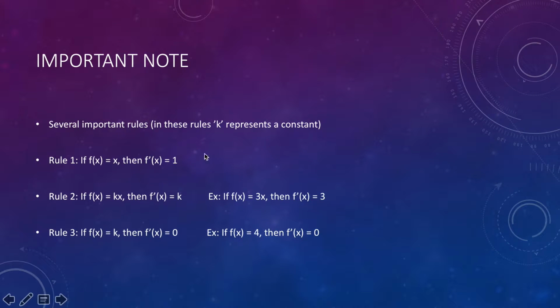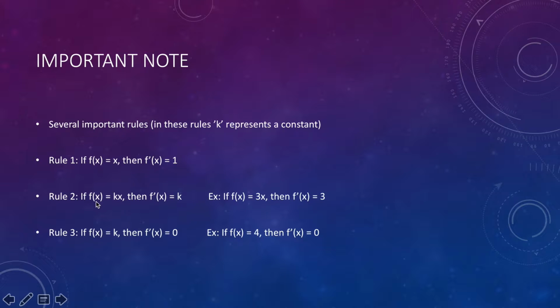There are several important rules, and k represents a constant in these rules. So if f of x equals x, and I ask you to find the derivative of this, then that'll just equal 1. Okay, the derivative of x is 1. You can just apply the power rule to this to see if it works, right?